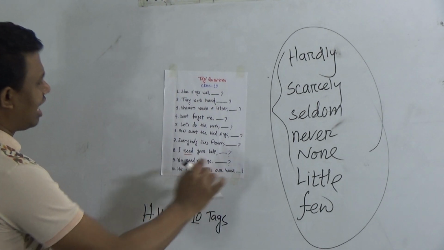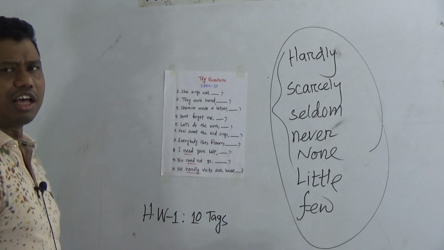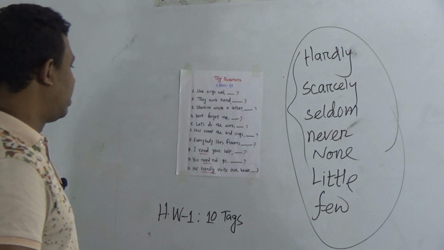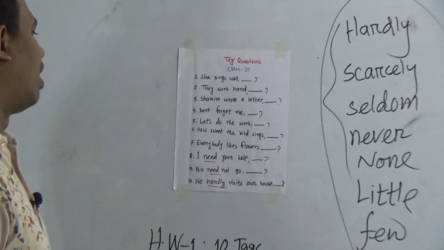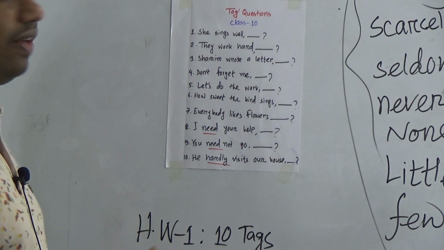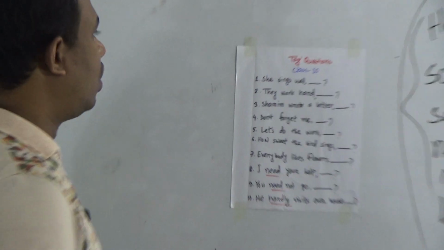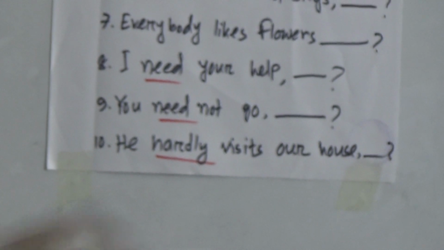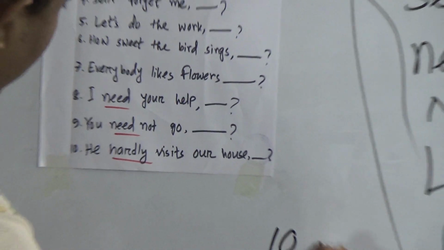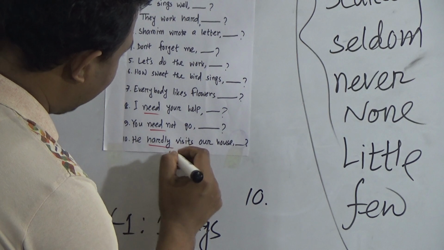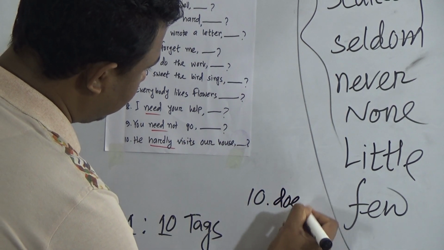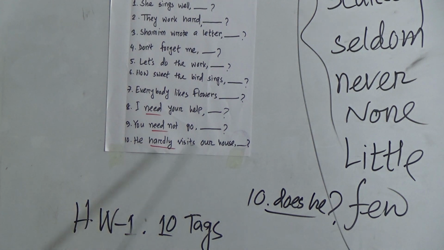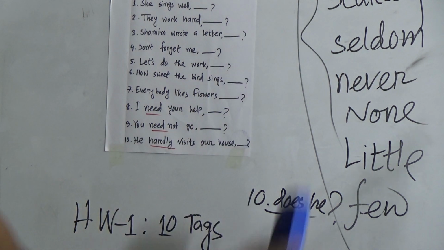He hardly visits our house. That means he does not visit our house always, okay? He hardly visits our house. That means very rarely he visits our house. So although this negative word is used here, its answer would be: he hardly visits our house, does he? Why will not not be used here? Because these words are negative.